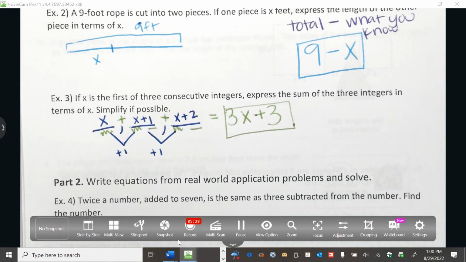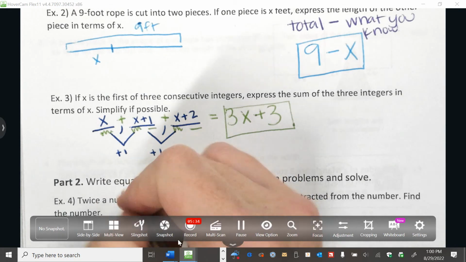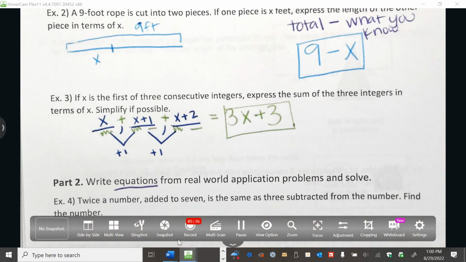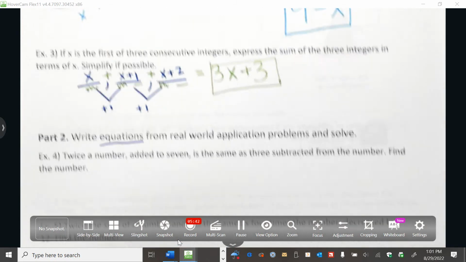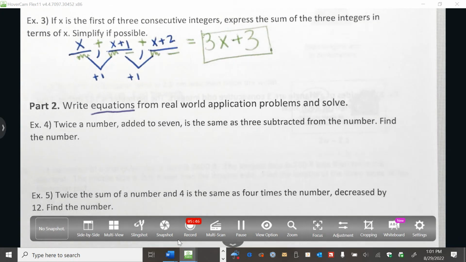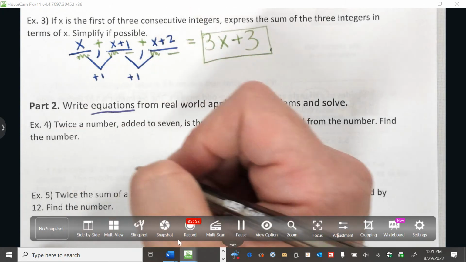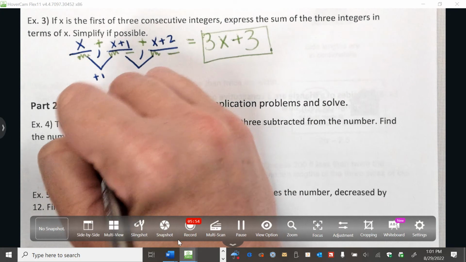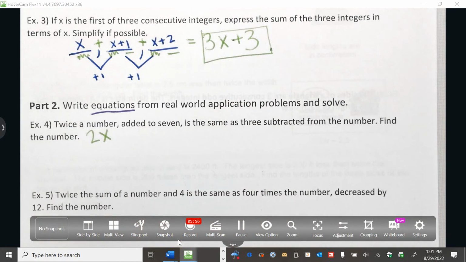Okay, so I think the rest of them make a lot more sense because they're equations, and for some reason equations make more sense in my head. Okay, so knowing that, the first two are a lot like what we learned last week. They're just in word form. So we're going to write it from word form, yes? Okay, so twice the number, what does that mean? What times 2? So how do we write that? 2x. Added to 7.